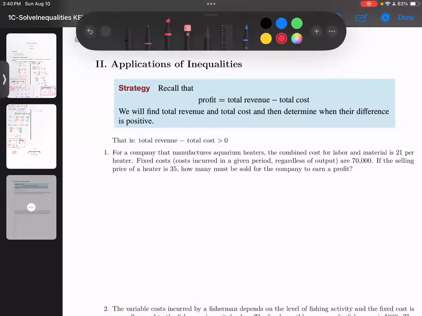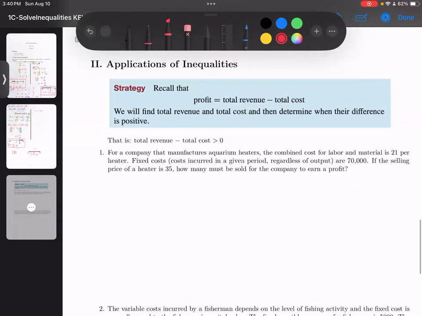For a company that manufactures aquarium heaters, the combined cost for the labor and the material is about $21 per heater. Sorry, I didn't put the dollar sign there. Fixed costs are $70,000. So that's fixed cost. It's only one-time thing. If selling the price of a heater is about $35 per heater, how many must be sold for the company to earn a profit?